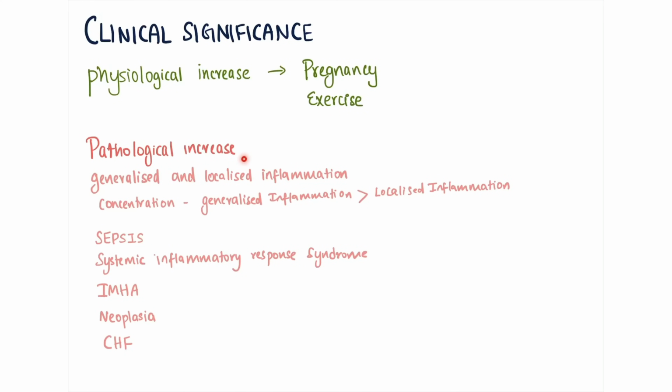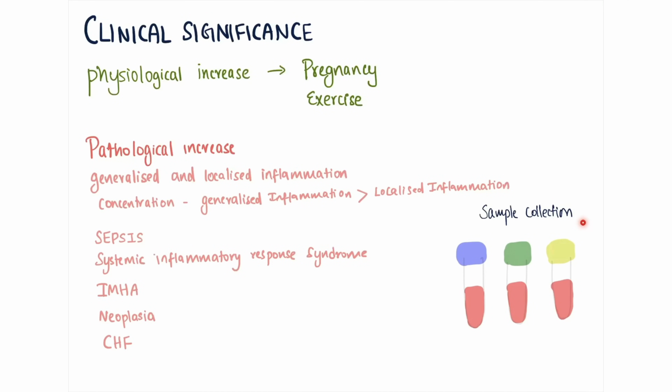Pathologically, C-reactive protein can be seen in higher concentration as a result of inflammation. It can be either localized inflammation or generalized inflammation. Usually, C-reactive protein concentration is higher in generalized inflammation compared to localized inflammation. C-reactive protein is also seen at peak levels in sepsis, systemic inflammatory response syndromes, immune-mediated hemolytic anemia, neoplastic conditions, and congestive heart failure.